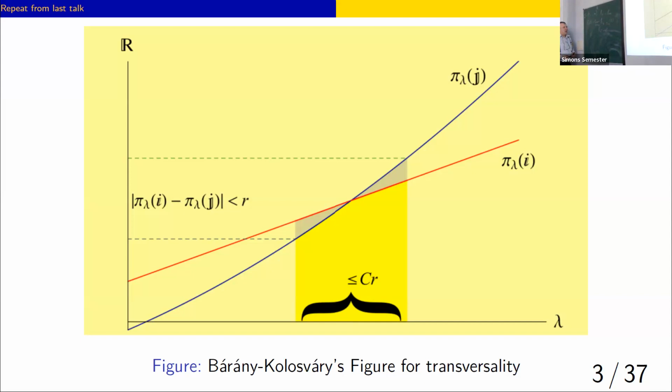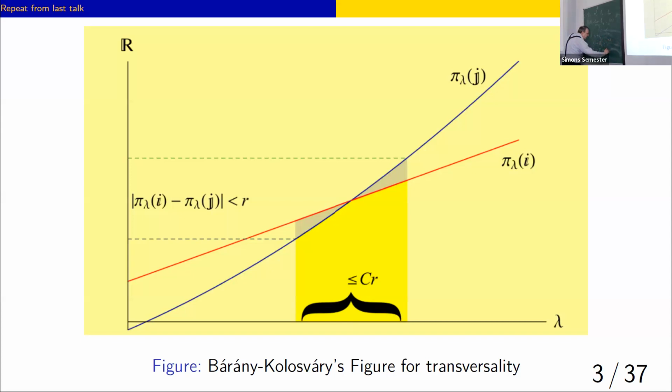Now, the transversality condition holds for every I and J such that I1 is different from J1. It's very important that it is for every I and J, and that's why it's a strong assumption. You take this line, which is the projection. So this line, the red line, is lambda to pi_lambda of I. This is the red line. And the blue line is lambda to pi_lambda of J. So this is the blue line.